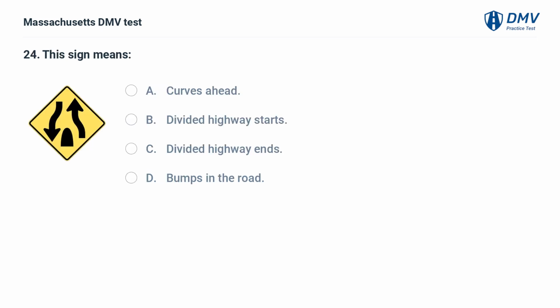This sign means A. Curves ahead. B. Divided highway starts. C. Divided highway ends. D. Bumps in the road. C. Divided highway ends. This sign warns drivers that the divided highway ends ahead.